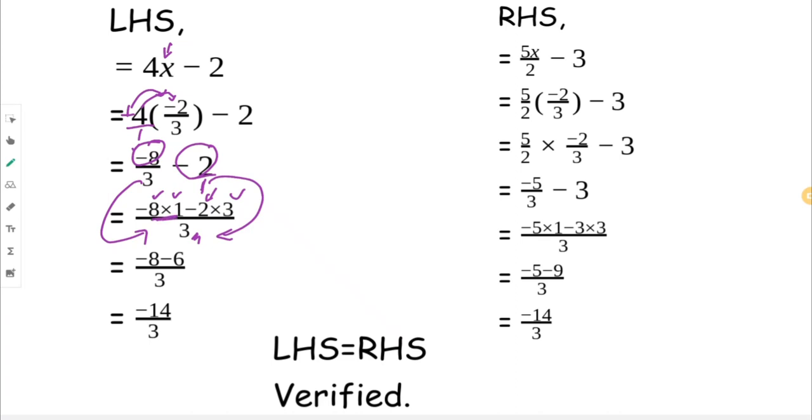Let's multiply now. Minus 8 into 1, minus 8. Minus 2 into 3, minus 6 I'll get. Okay, once again they are both minus, which means I can add them, but the sign will be minus. So minus 8 minus 6, I'll get minus 14. Left hand side is minus 14 by 3.